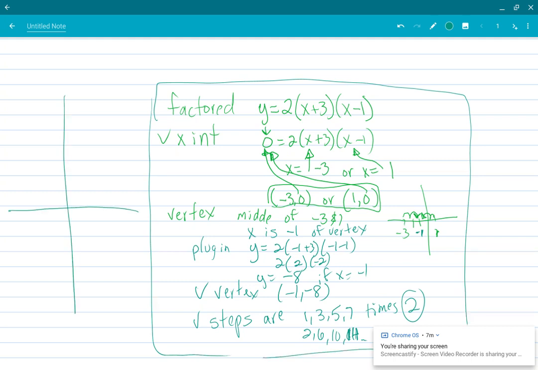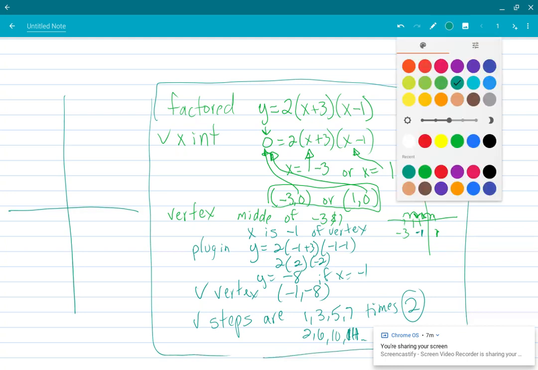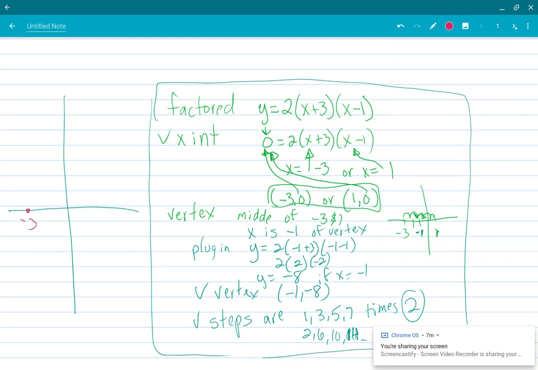You graph it. We said the x-intercepts were -3 and 1. The vertex was -1, -8. And then you went up 2, 1. And then what's the next one? 6, 1. And then 10, 1. And then you could graph it. So as you're making your video, you're saying, oh, I can graph it, really easy like that. Now, I didn't use graph paper.